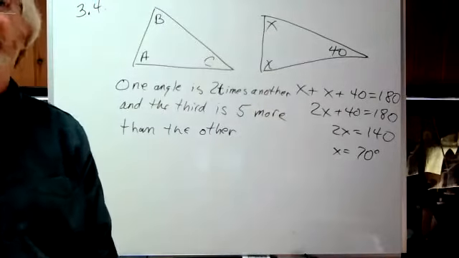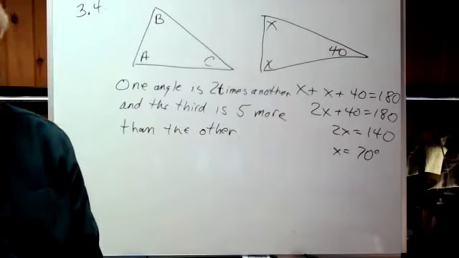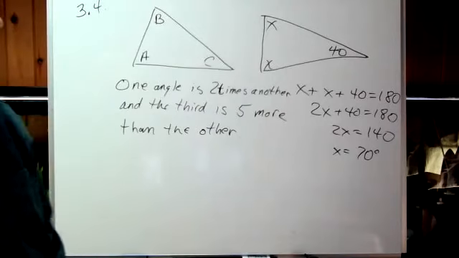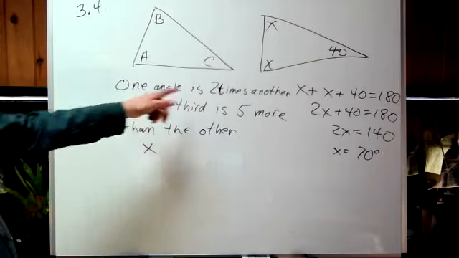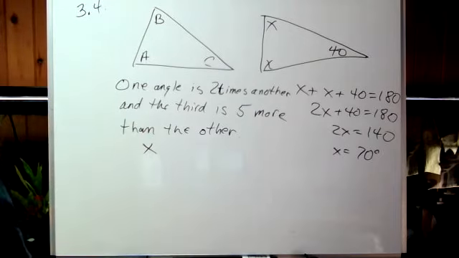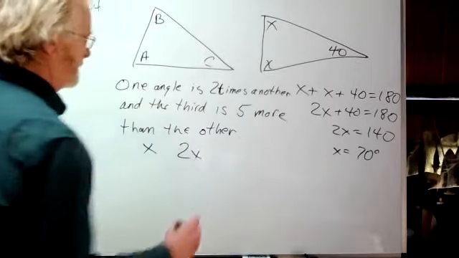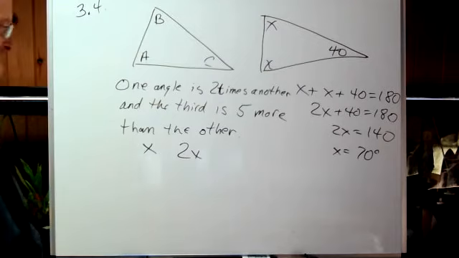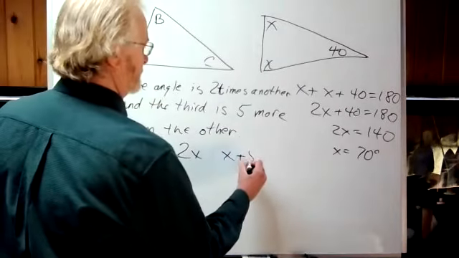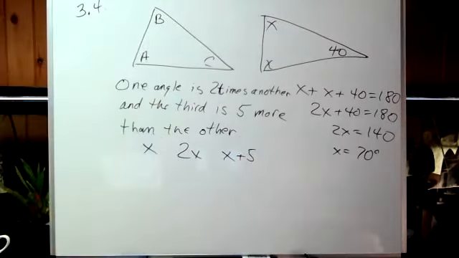Oh, this is one of those where I've got to get 3 different expressions. Here's the first one, x. Another one is 2 times that, 2x. And the third one's 5 more than the first one, x plus 5. So it's all related to one of them, and I have to come up with 3 expressions based on one of them. And now what are those angles?